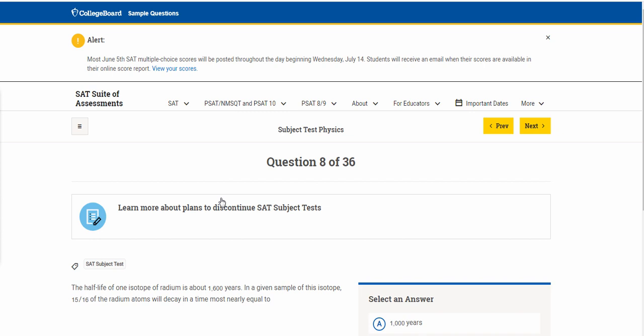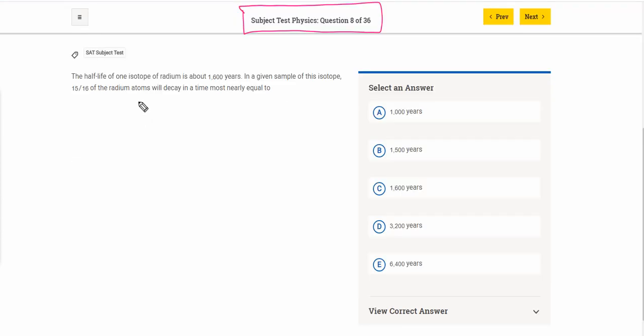Alright, so in this question it says the half-life of one isotope of radium is about 1600 years. In a given sample of this isotope, 15/16 of the radium atoms will decay in a time most nearly equal to what? So we have to see that 15/16 will have decayed and the remaining radium will be 1/16. So we have to work out the time in which this much radium will decay.